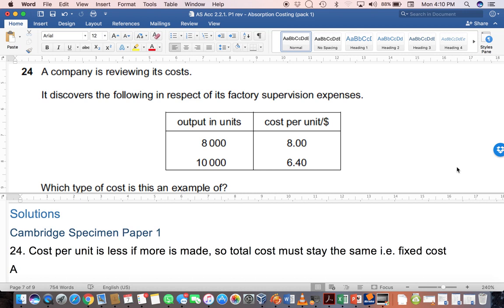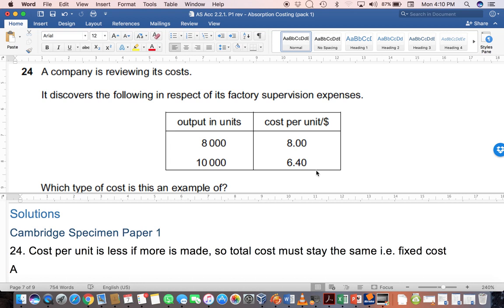It discovers the following in respect of its factory supervision expenses. The output was 8,000 units. The cost per unit is then $8. If the output is 10,000 units, the cost per unit is $6.40. What type of cost is this an example of?